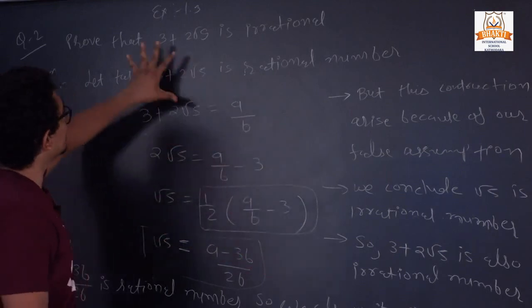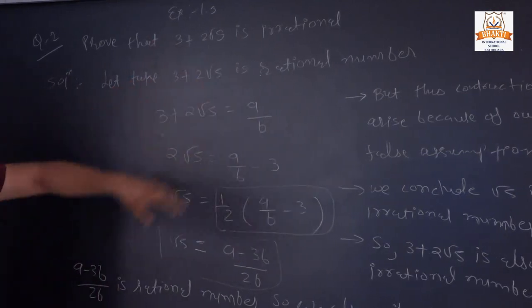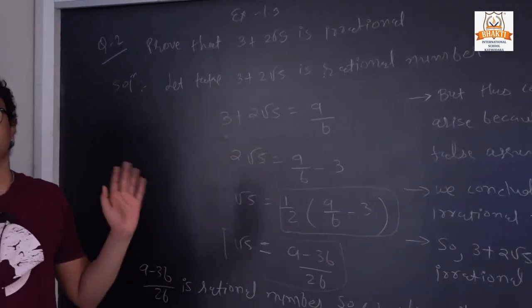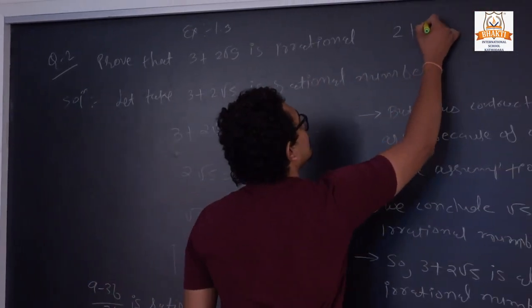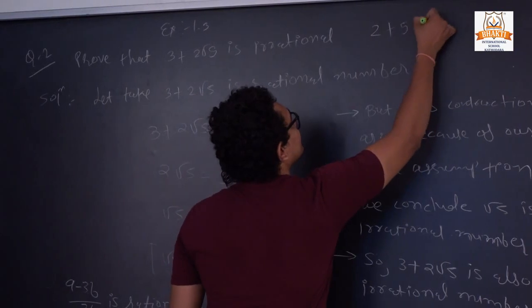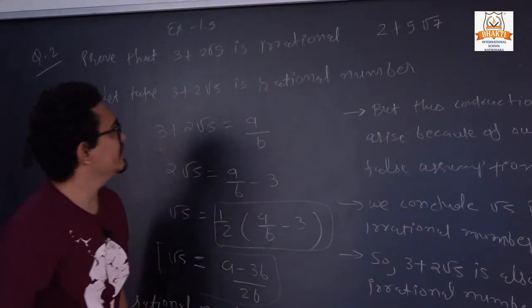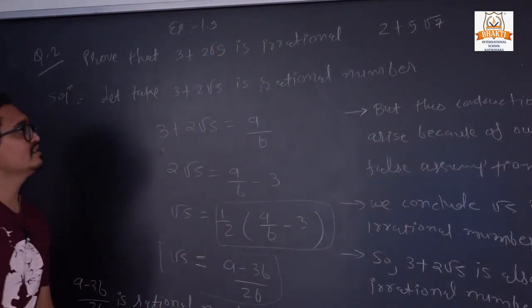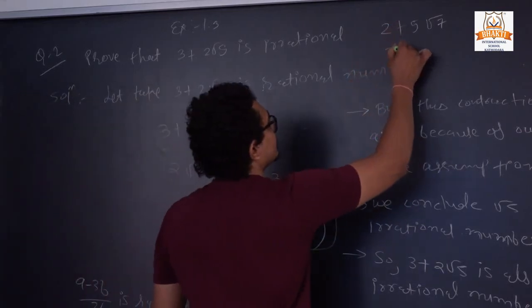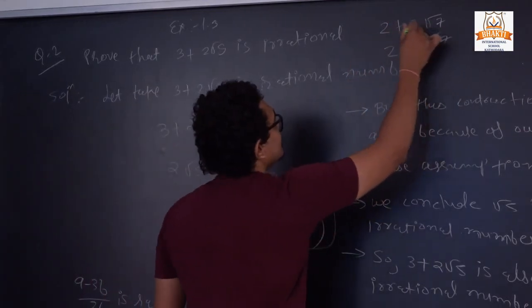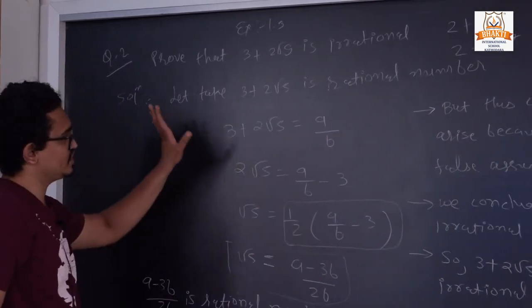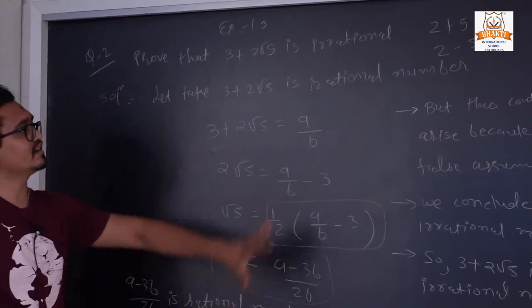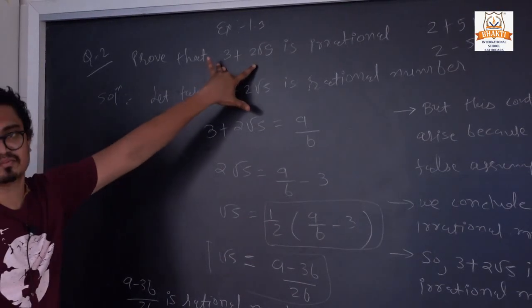So we have 2 more sums which are given in your exercise. It is the same sum, like 2 plus 5 root 7. Sometimes they give the plus sign, or sometimes they give the minus sign. So we use the same procedure. Clear? The procedure steps remain the same, but the numbers will be changed.